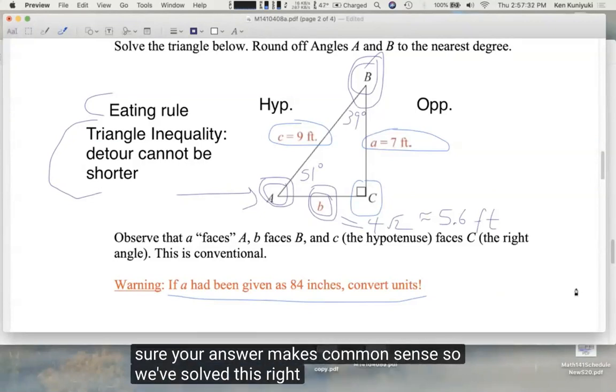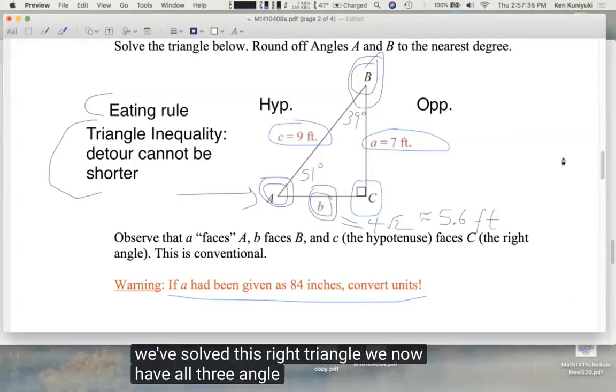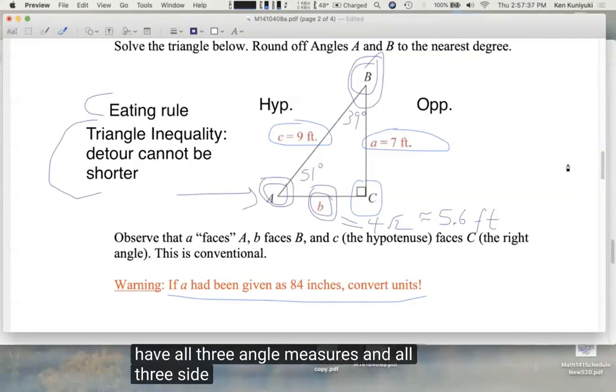So we've solved this right triangle. We now have all 3 angle measures and all 3 side lengths.